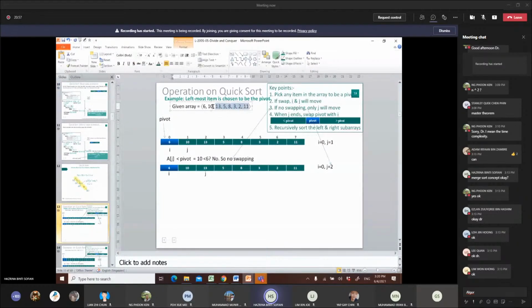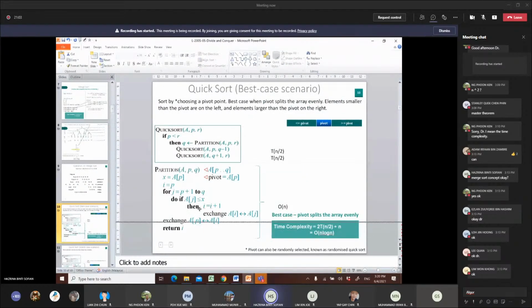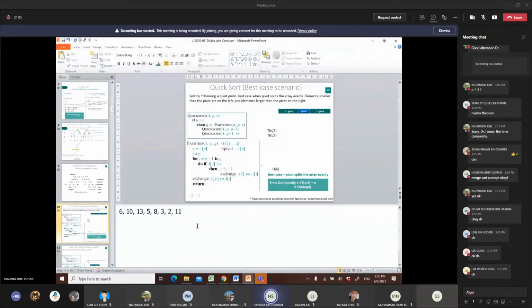Okay, so let's say this array. This is the given array that we want to sort. Manually, when we look at this, which one is the best pivot for us to get the best case scenario?